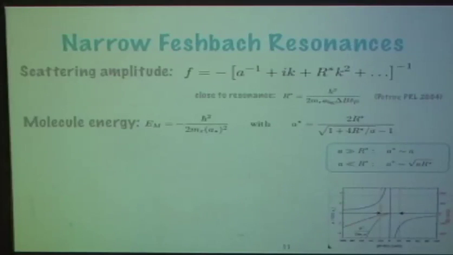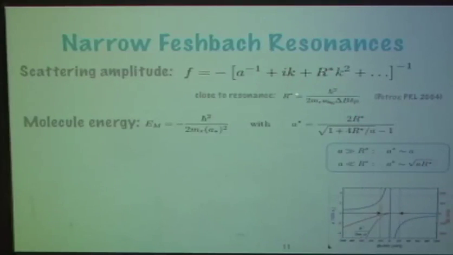So what's a narrow Feshbach resonance? You may be familiar with the scattering amplitude in s-wave. It contains minus the inverse of 1 over a plus ik, and then in general contains quadratic and quartic and further terms in the energy. So k is the relative momentum between the two particles. And for a broad resonance, this term is negligible, and therefore the scattering amplitude is just 1 over a plus ik, inverse.